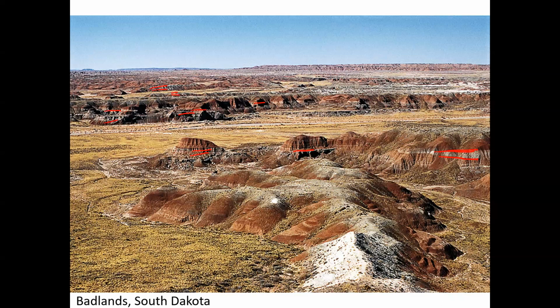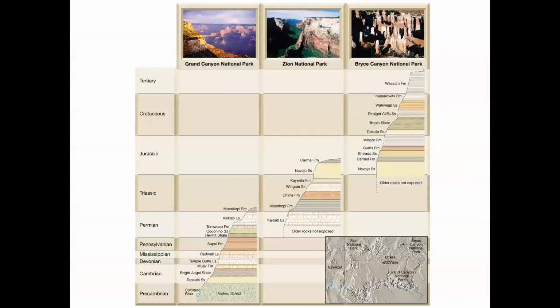But that same banding pattern reflects the sedimentary rocks themselves and how far off they would extend into the distance if they hadn't been eroded away. In fact, this is really cool. If you look at these 3 national parks out west, starting with the Grand Canyon, going through Zion and up to Bryce Canyon National Parks, the rocks in them correlate with one another.